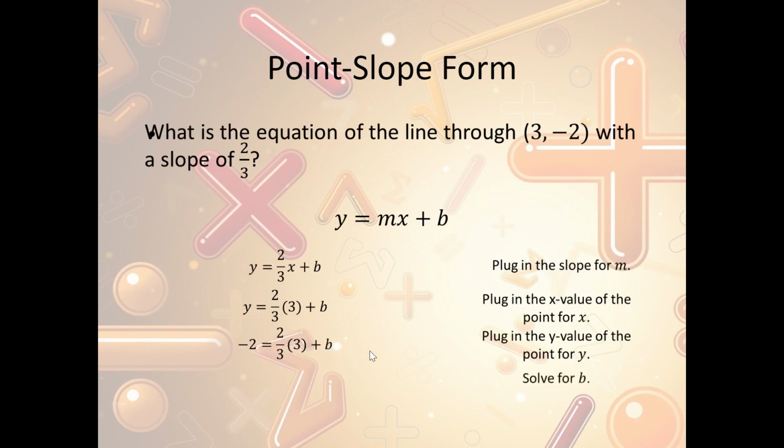Now we can solve for b. We get 2/3 times 3, which when we multiply this out, we get 6/3, which is the same thing as 2. So we got negative 2 is equal to 2 plus b. Now we just solve by subtracting 2 from both sides. And we're left with b is equal to negative 2 minus 2, which is negative 4. So b is negative 4. So that is the y-intercept. Now we can put that into the equation. So we have y equals 2/3 x, because that was our slope, and b is negative 4, so that's our equation.